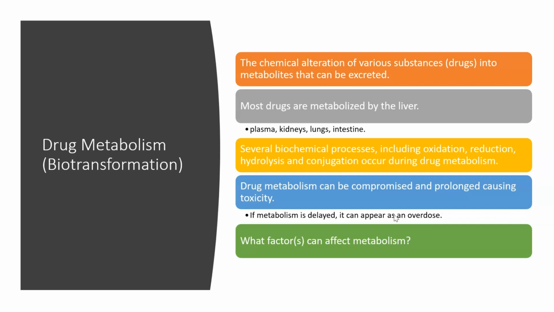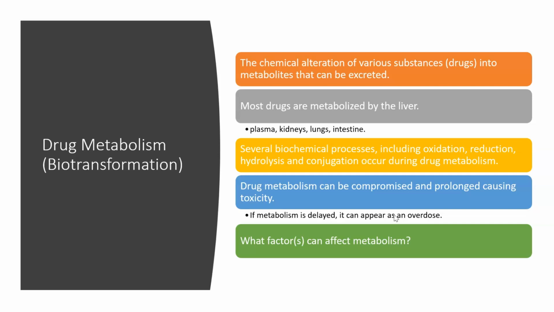So if we look at drug metabolism, so biotransformation, okay? The chemical alteration of various substances or drugs into metabolites that can be excreted. So most drugs are metabolized by the liver. So there's also plasma, kidney, lungs, and intestines. Most are liver, okay? Second is kidneys. So several biochemical processes, including oxidation, reduction, hydrolysis, conjugation, and others occur during drug metabolism. So drug metabolism can be compromised and prolonged, causing toxicity. If metabolism is delayed, it can appear as an overdose, okay?